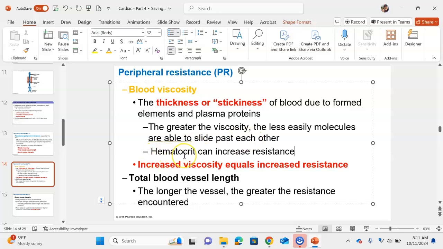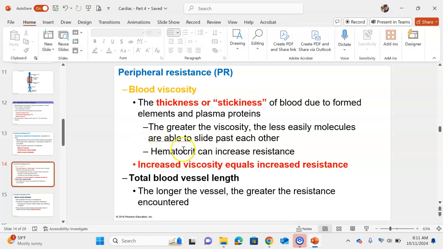The hematocrit is the percentage of red blood cells in the blood itself. So if there are more red blood cells in our blood, it makes the blood thicker, which would make it harder for it to flow through, and that would increase viscosity and therefore resistance. So, for example, how would we manipulate this? One way is by spending time at higher altitudes.